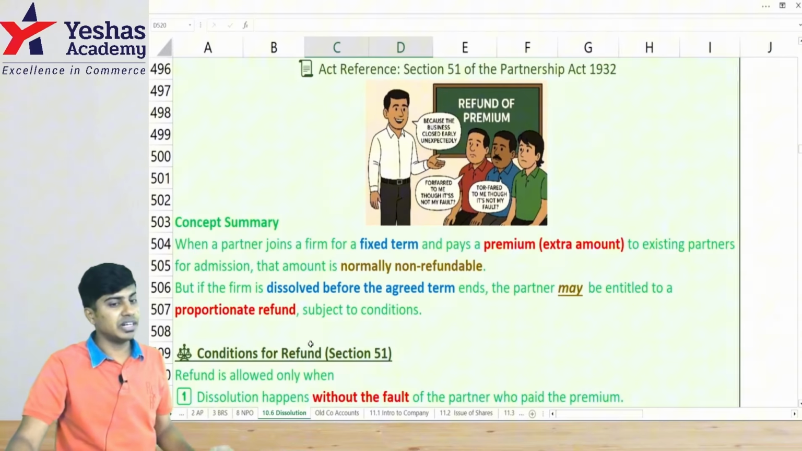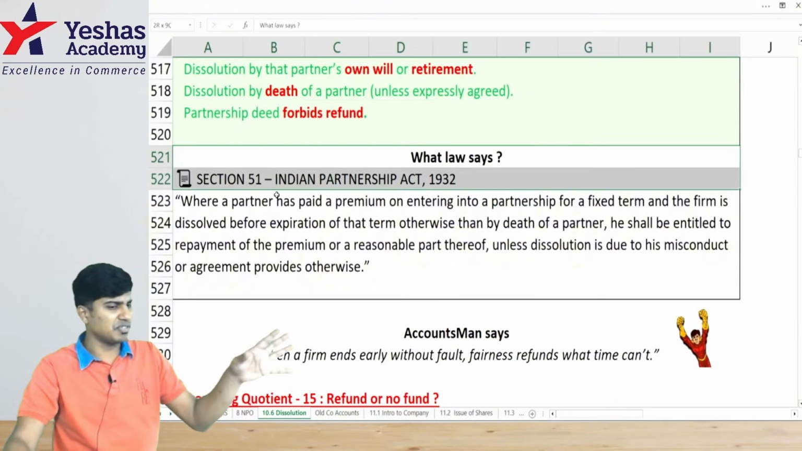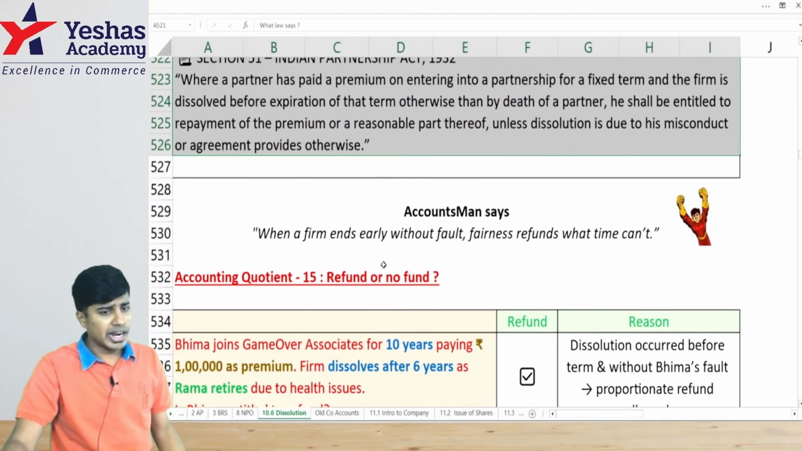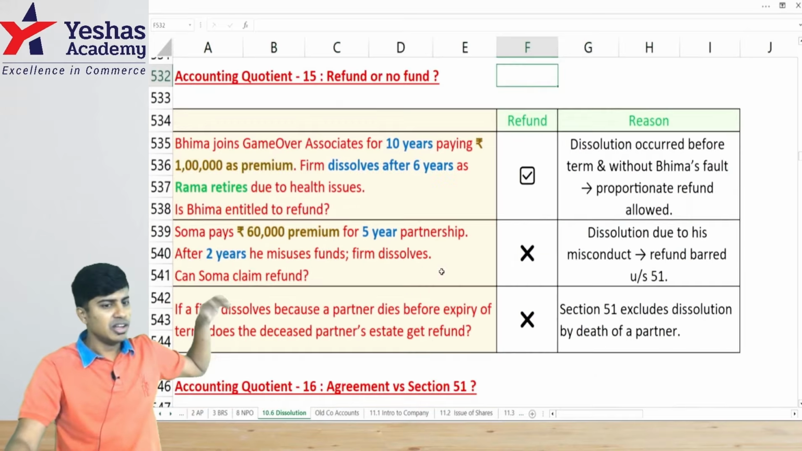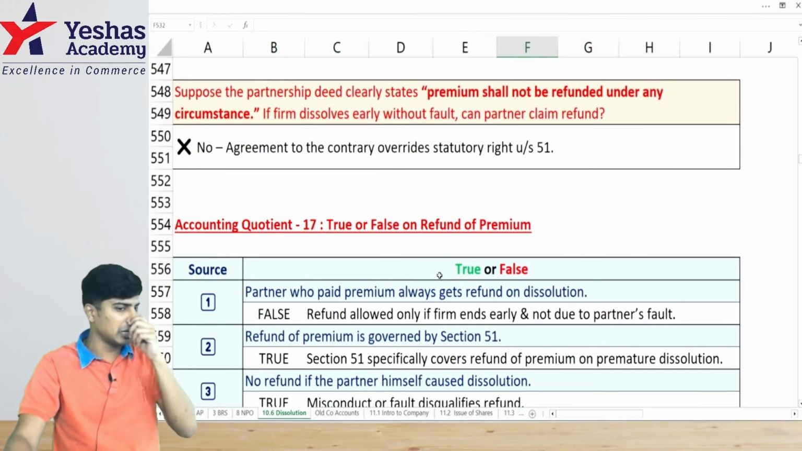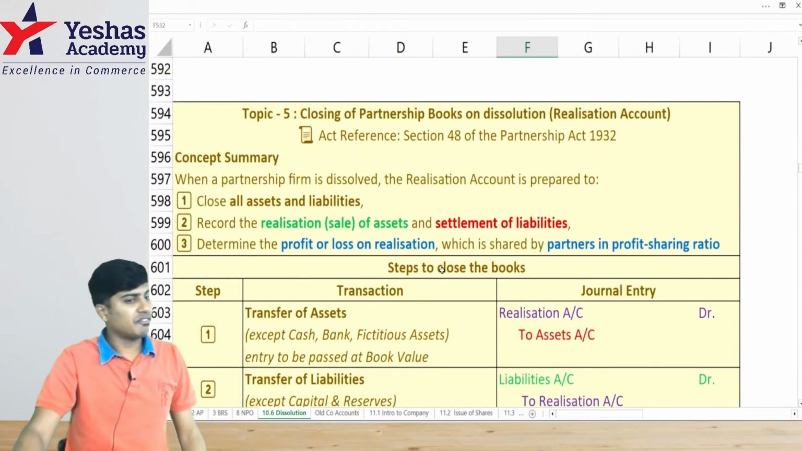This is the topic of refund, which is topic 4 of our chapter. I have given the exact same section 51 extract also if you want to. A lot of times if you read this one-liner, it will help you remember the entire concept that we have read. We did a question where refund will be given, where it will not be given. We did true or false also on this. Then we'll go to topic 5.